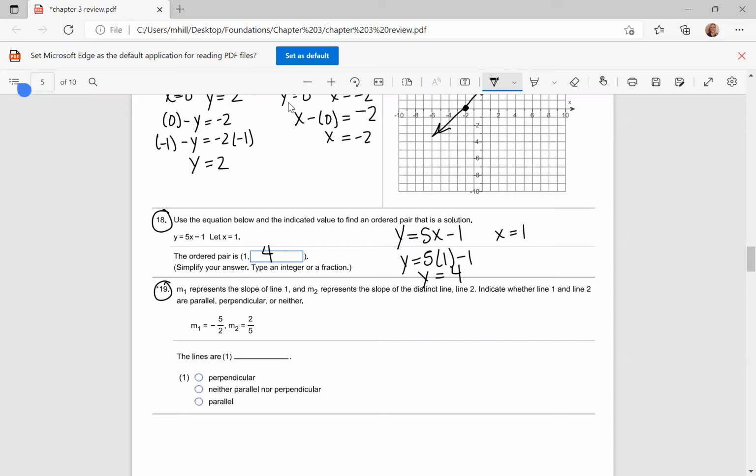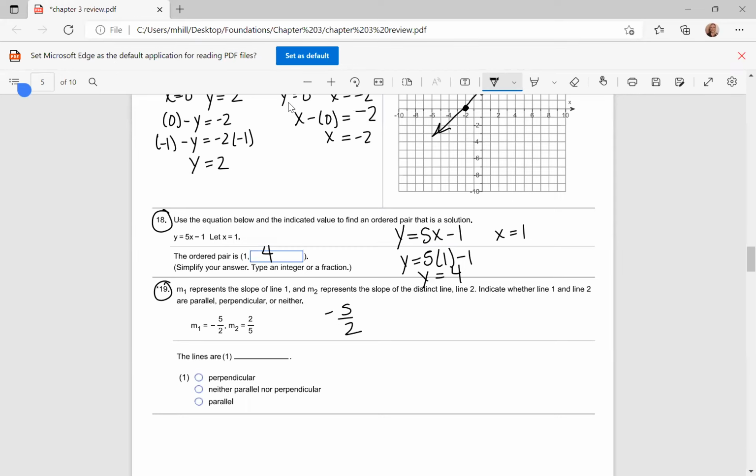In number 19, it says M1 represents the slope of line 1. M2 represents the slope of line 2. Indicate whether they're parallel, perpendicular, or neither. Well, they're not the same. If they're the same, they're parallel. So I want to see if they're opposite reciprocals.